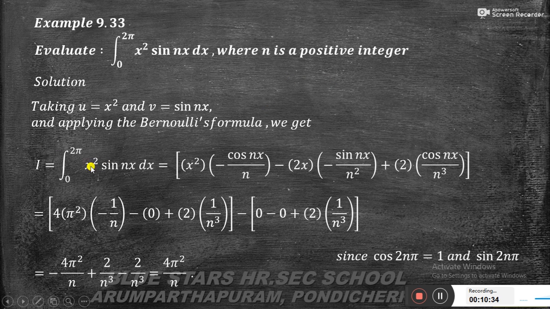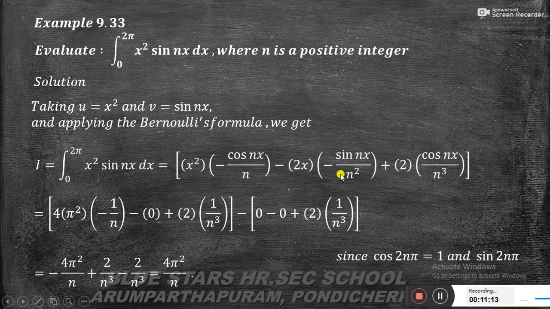So now I apply the Bernoulli formula. I equals the integral from 0 to 2 pi of x square sin nx dx. Here u means x square, and v means the integration of the sine. Integration of sin nx is minus cos nx by n. Next, minus u dash, that is, you differentiate x square, which gives 2x, and v1 means you integrate this: minus of the integration of minus cos nx by n, which means minus, and the integration of cos nx is sin nx by n square.